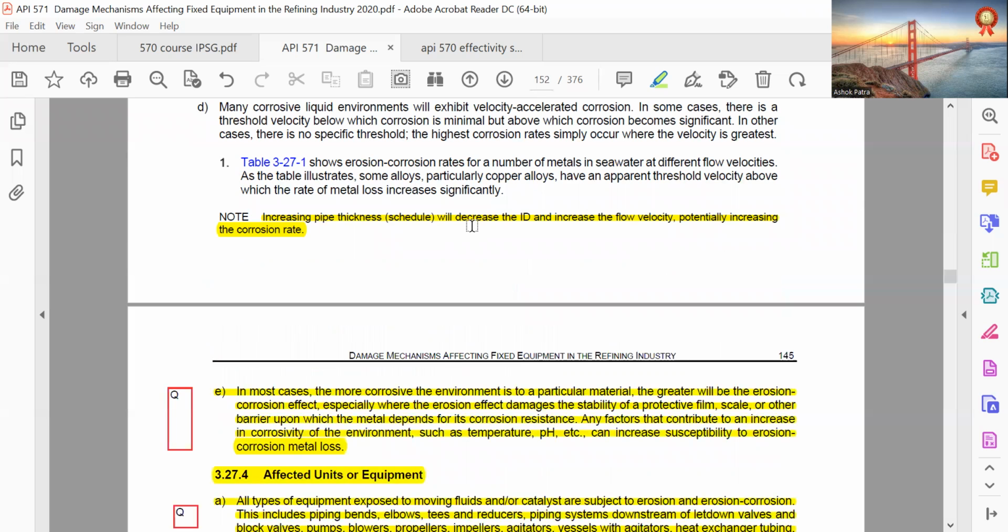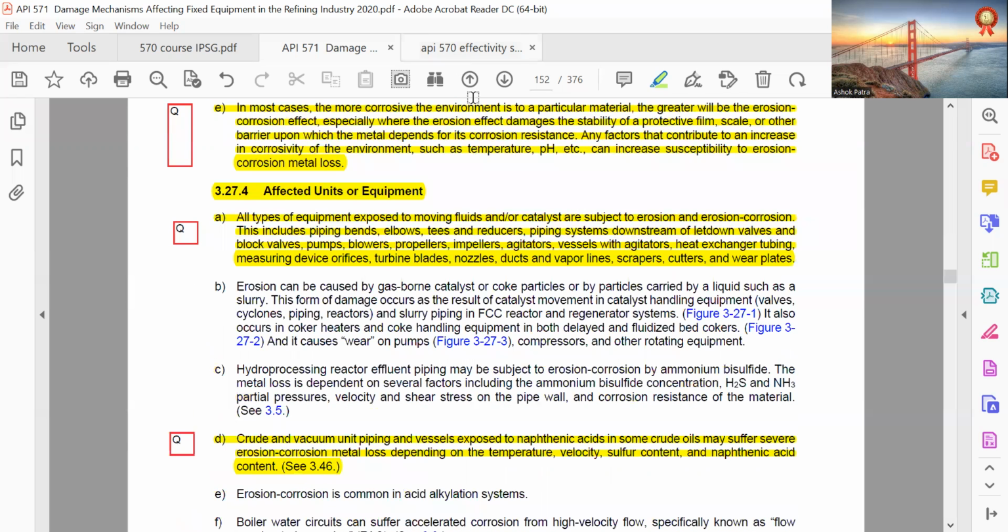Increasing pipe thickness schedule will decrease the ID and increase the flow velocity, potentially increasing the corrosion rate. In most cases, the more corrosive the environment is to a particular material, the greater will be the erosion-corrosion effect, especially where the erosion effect damages the stability of the protective film, scale, or other barrier upon which the metal depends for its corrosion resistance. Any factors that contribute to an increase in corrosivity of the environment, such as temperature, pH, etc., can increase susceptibility to erosion-corrosion metal loss.